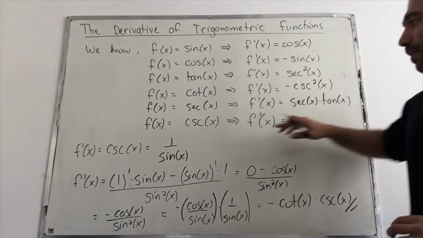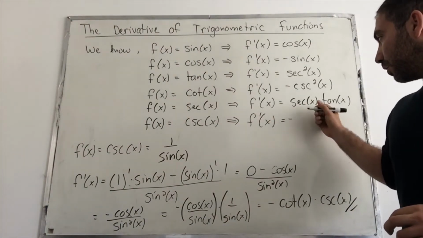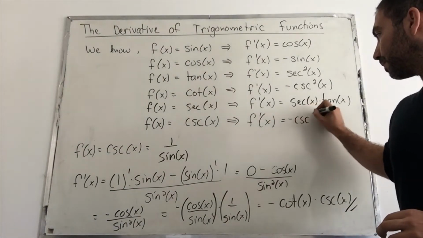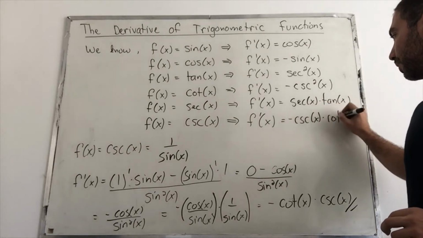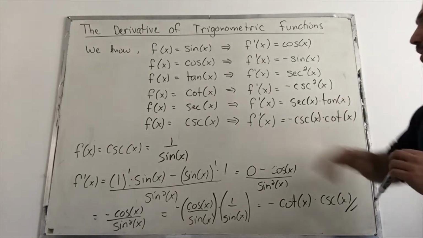So the derivative of cosecant is negative cosecant times cotangent. Okay, so all these properties here, these are your trig properties, these have to be memorized.